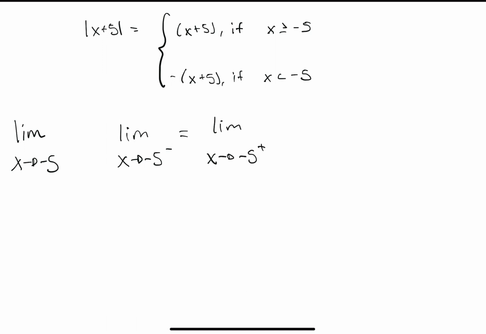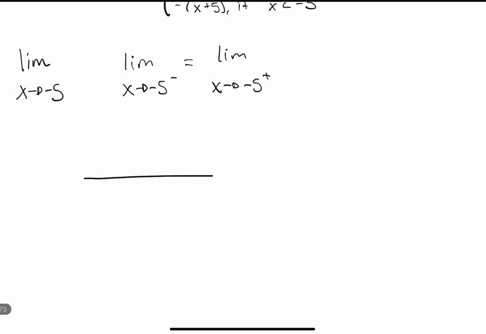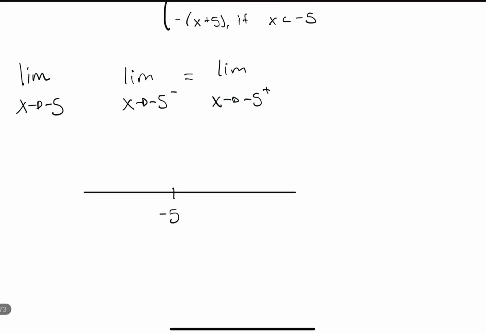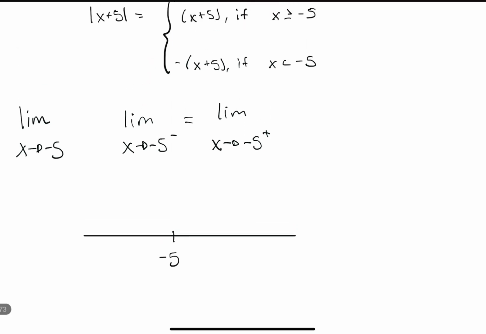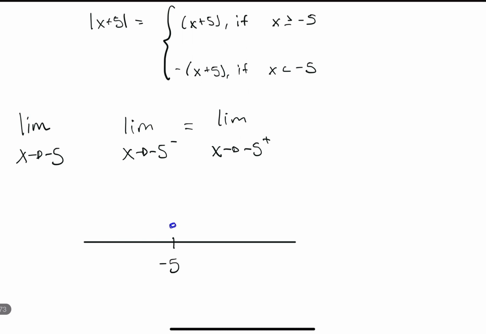So drawing a little number line to help us visualize this a little bit more. We're trying to find the limit as x is approaching -5. So if we have -5 here, what we found is that if we are greater than or equal to -5, so that would be a closed circle, we're going to use the equation x plus 5. But then if we are less than -5, we're going to have -x minus 5.